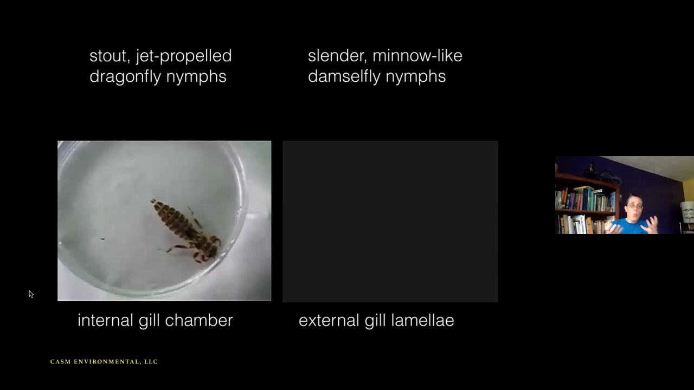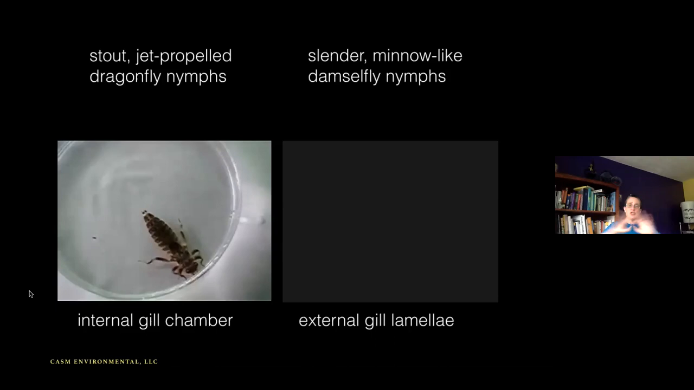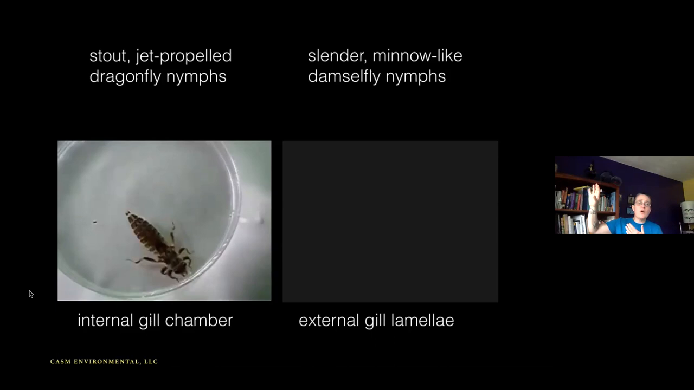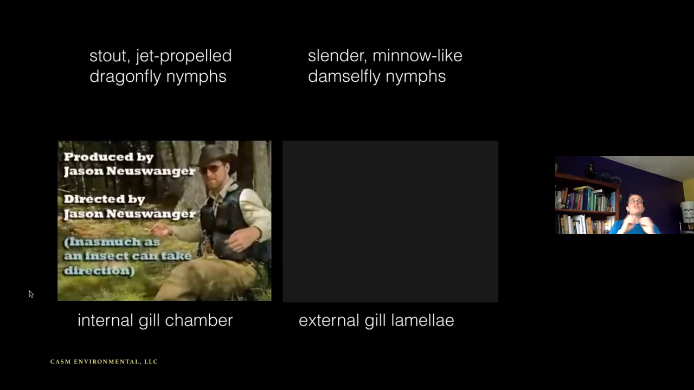So what's a good way for this kind of clumsy bodied critter to move around at high speeds? It shoots that deoxygenated water back out of its rear end, and it propels itself very quickly in the opposite direction. So those ripples that you see in the water there, that's that deoxygenated water being shot out of that critter's rear end. It's trying to scoot away in the other direction.